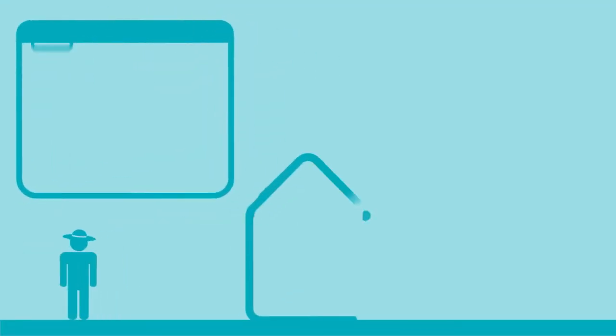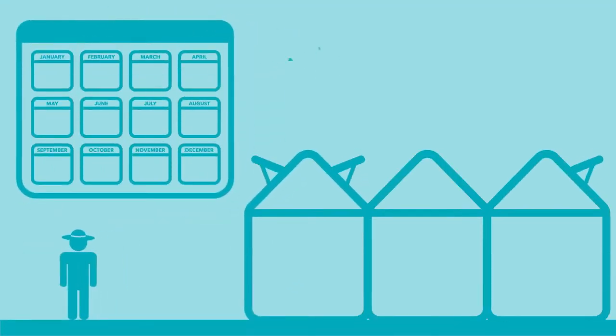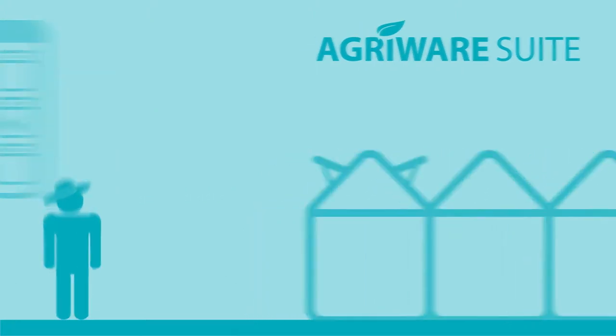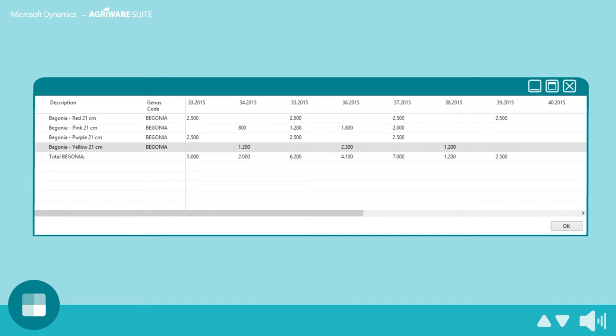As a grower, you have a plan for the coming season. Agriware Business Essentials calculates exactly when a certain action is required and when certain materials have to be available. The production plan is based on the sales projections.